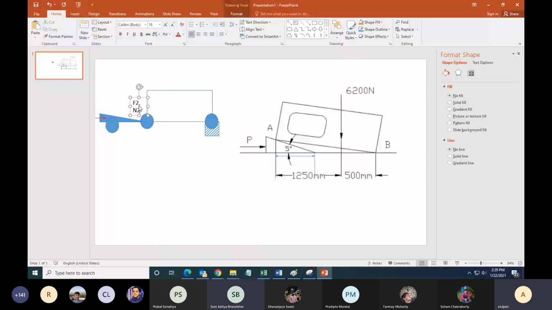For equilibrium, yes. That is the whole point, that it is about to get lifted up. It is in a state of equilibrium. If I increase P any more, then this block will start to rotate. So yes, I think what you are saying you can do. Okay, sir.